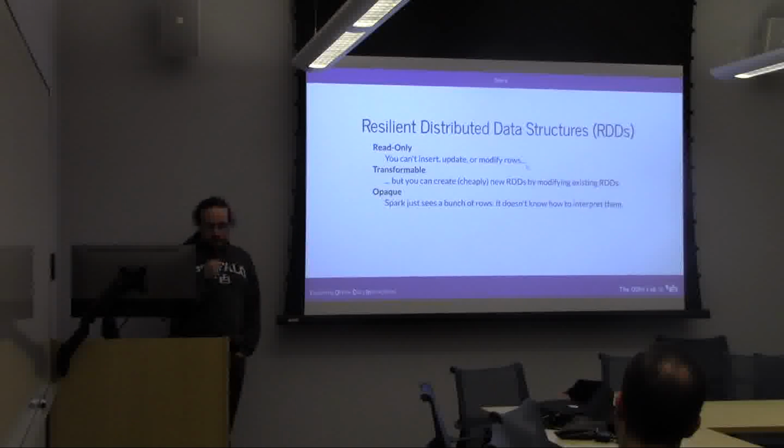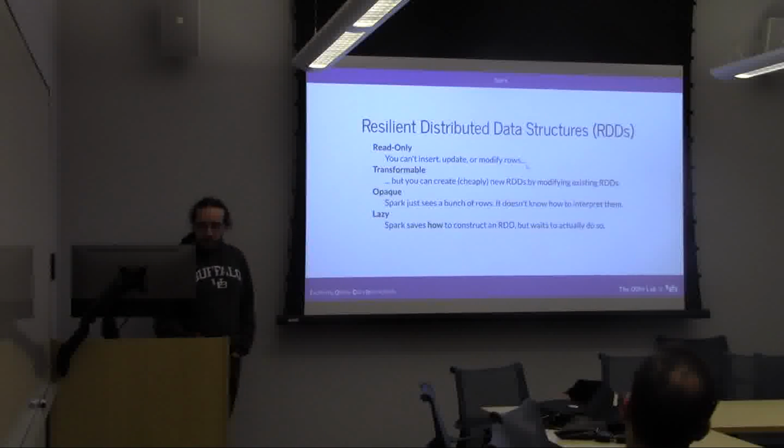And as far as Spark is concerned, an RDD is just a collection of these rows. Spark has no idea how to interpret the rows. It doesn't try to do anything with them. It just knows that there is a list of things, and it's up to the programmer to keep track of what those things are and make sure they're accessing the rows correctly.